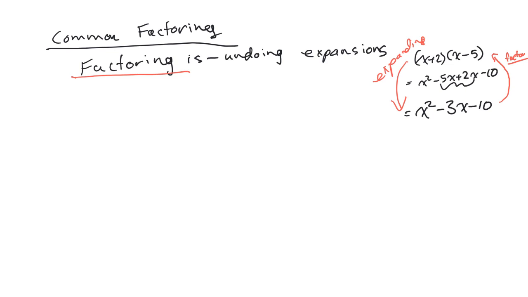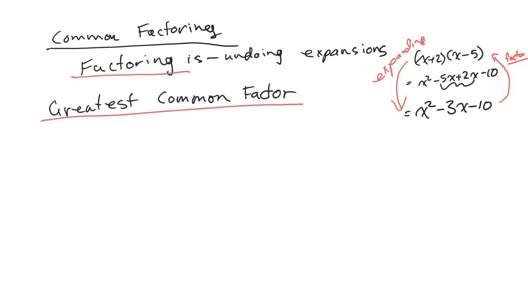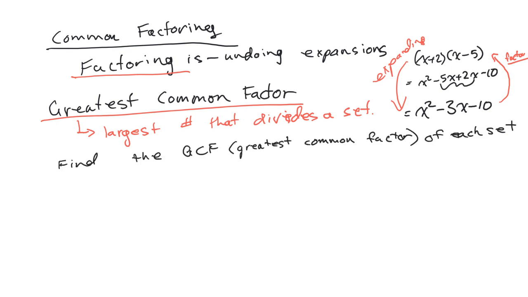So right now, the first thing that we have to understand is a new concept called the greatest common factor. Now, when you hear of something that's called the greatest common factor, this is the largest number that divides a set of numbers. So, for example, let's try these 3 problems. Let's find the greatest common factor of each set of numbers.